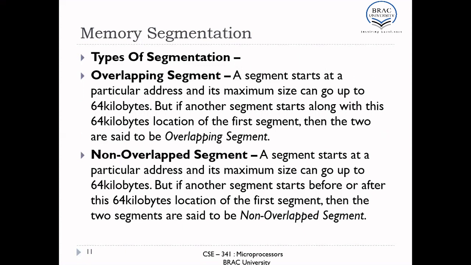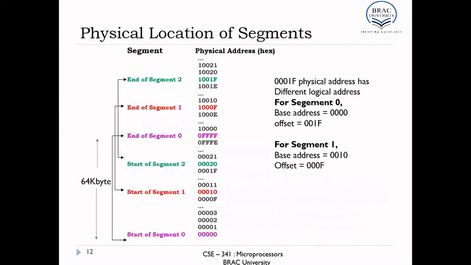Then the types of segmentation. There are two types of segmentation possible, that is, overlapping segmentation and non-overlapping segmentation. What are those? Here is a figure. We all know a segment starts at a particular address, that is the base address, and its maximum size can go up to 64 kilobytes, right? But if any other segment starts within this 64 kilobyte range of the first segment, then the two are said to be overlapping segments.